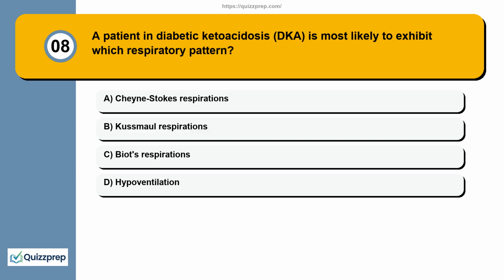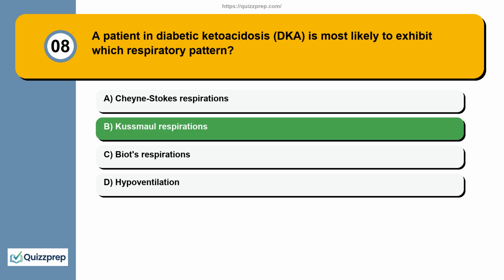Question 8. A patient in diabetic ketoacidosis, DKA, is most likely to exhibit which respiratory pattern? Here are your options. Option A. Cheyne-Stokes respirations. Option B. Kussmaul respirations. Option C. Biot's respirations. Option D. Hypoventilation. The correct answer is option B.